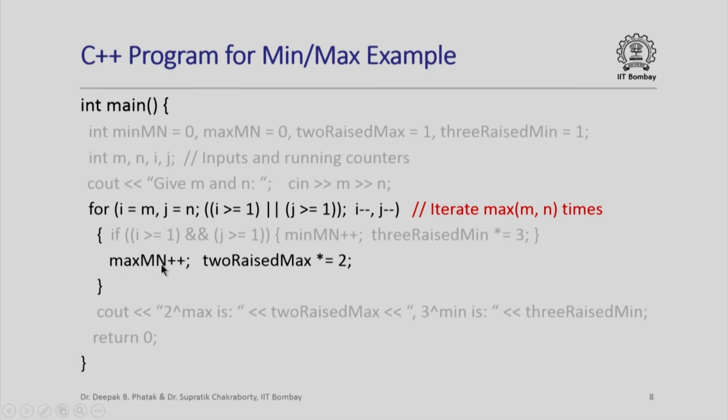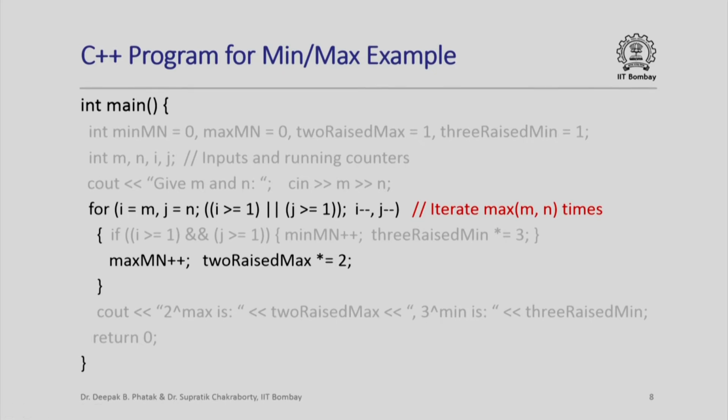Now since this loop is going to iterate max(m,n) times, I might as well increment the value of max(m,n) every time I iterate through this loop, so that at the end I do get the value of max(m,n). And since I have got to raise 2 to the power of max(m,n), I could multiply the current value of 2 raised to max by 2 every time I iterate through the loop. Recall that this is one of those assignment operators, and the effect of executing this statement using this assignment operator is that 2 raised to max is multiplied by 2, and that same value is assigned to 2 raised to max again. So if this loop is executed max(m,n) times, then 2 raised to max will have the value 2 raised to the power of max(m,n), exactly what we want.